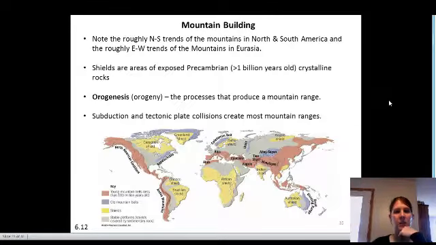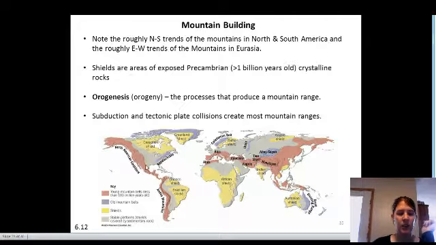So how does all this apply to mountain building? Note the roughly north-south trends of the mountains in North and South America and the roughly east to west trends of the mountains in Eurasia. So we've got the North American Cordillera, which includes the Rocky Mountains. It's very north-south. The Andes are very north-south. Appalachians are northeast-southwest. But then you've got the Alps and the Himalayas. These are all east-west in their orientation.